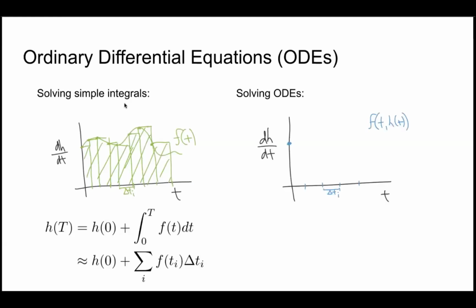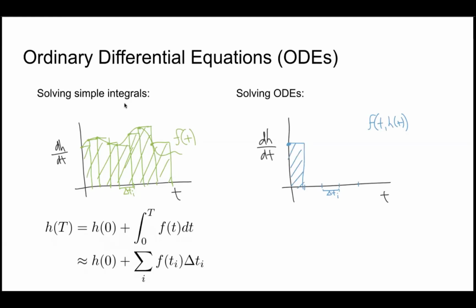Now, solving an ODE amounts to exactly the same problem, but now the derivative of h is expressed not just as a function of t, but also of h itself. This means we can't easily evaluate f because that would require having the solution to h already. So instead, as an analogy to the case of simple integration, we also start with an initial value for h at time 0, which lets us compute f at time 0.